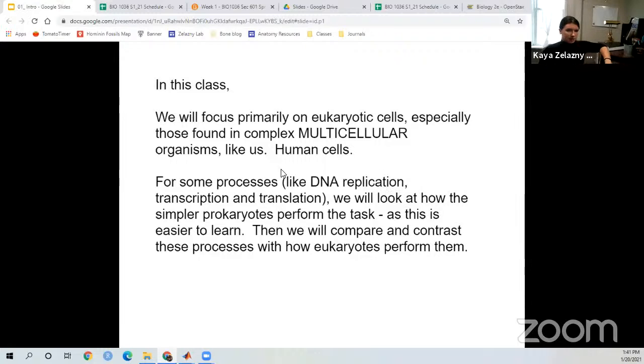Some of these processes that we go over in this course, like DNA replication, are going to be specific to eukaryotes, and some will be shared by eukaryotes and prokaryotes. As we get to those, we will mention specifically if we're talking about something happening in eukaryotic cells. Okay. So now we're going to practice a problem set.